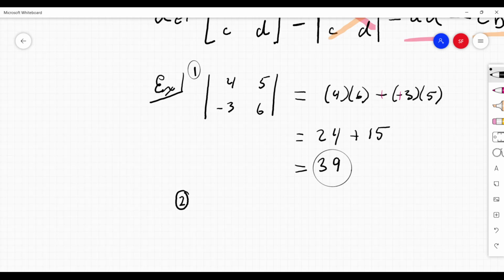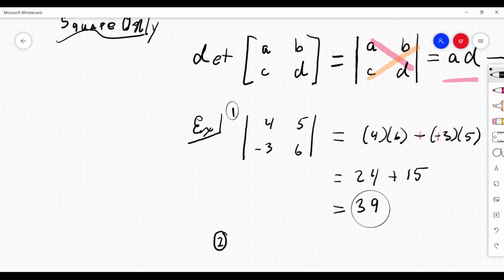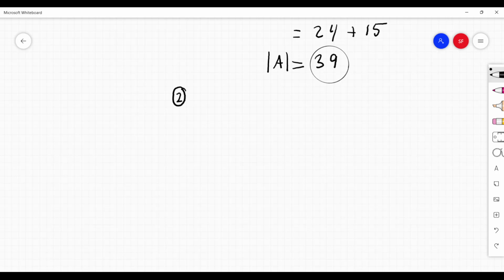It would be if this usually, like say this was matrix A, you would write it as the determinant of A. That would be typical. So here's one for y'all to do. Find the determinant of 7, 5, 9, negative 4, not minus 4, sorry. Find the determinant. Ready, go.